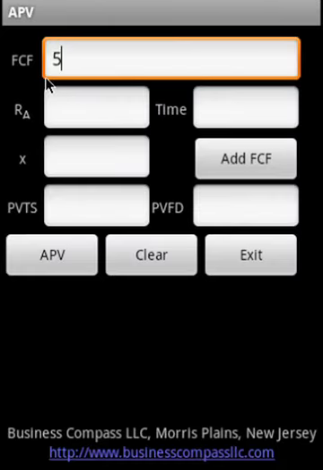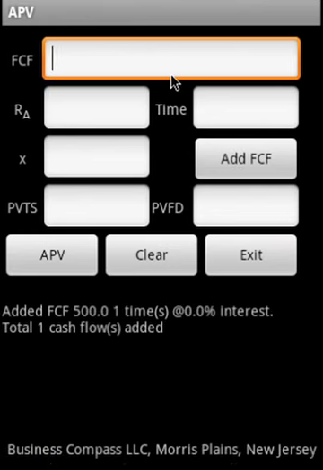APV: let's say the free cash flow is 500, we add that. Free cash flow is 700, we add that. Free cash flow is 800, we add that. And free cash flow is 900, we add that. And free cash flow is 1000, and we add that.